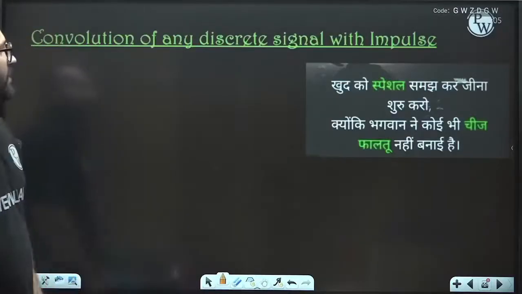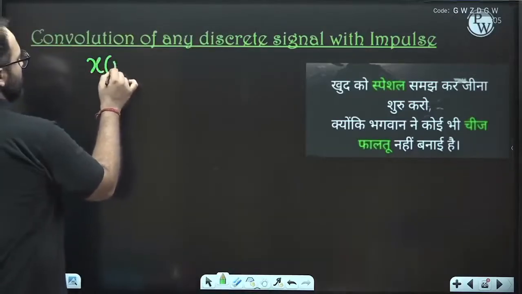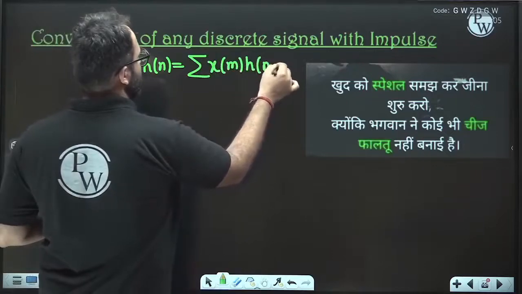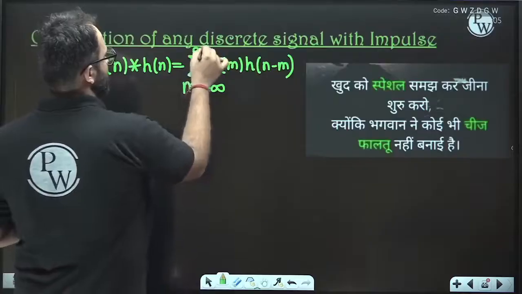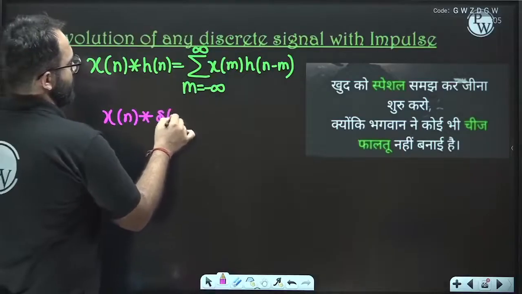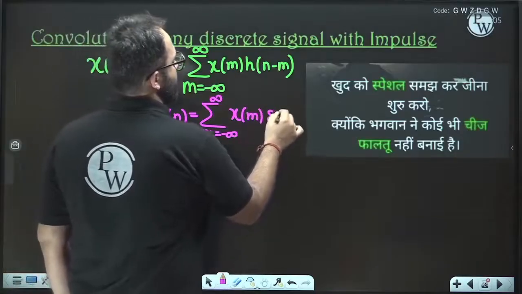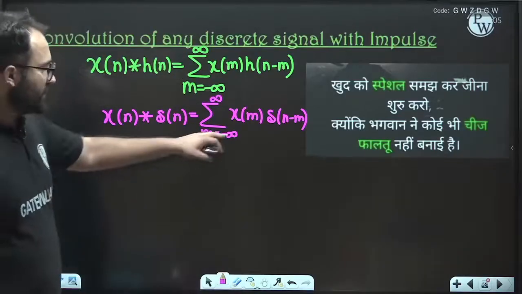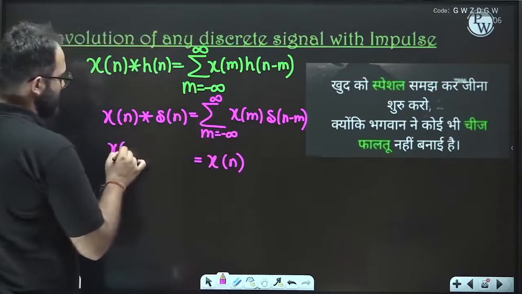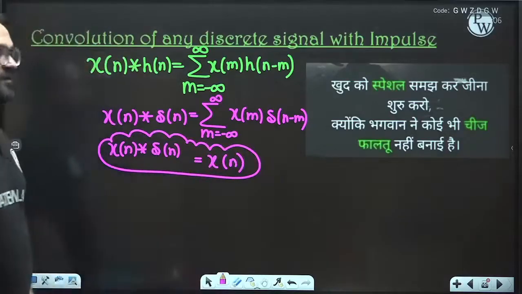Great. Now, convolution of any discrete signal with the impulse. A very simple result, let us find out. We know that x of n convolve h of n is equal to the summation of x of m h of n minus m, m from minus infinity to infinity. Now if in place of h of n we put delta n, what is the result? We know that this result is equal to x of n itself. So it is the same as in the continuous time domain. So x of n convolve delta n is equal to x of n.